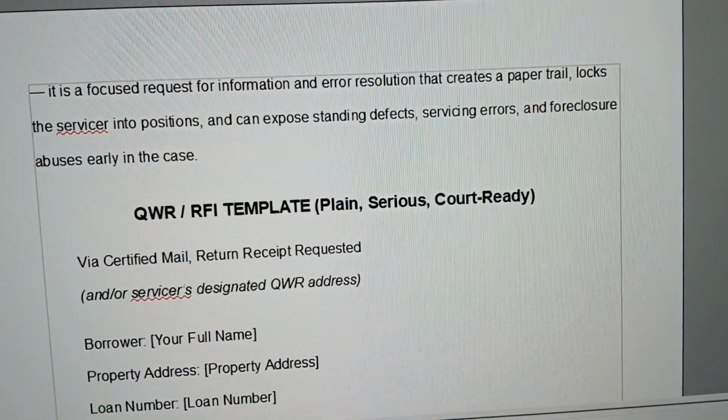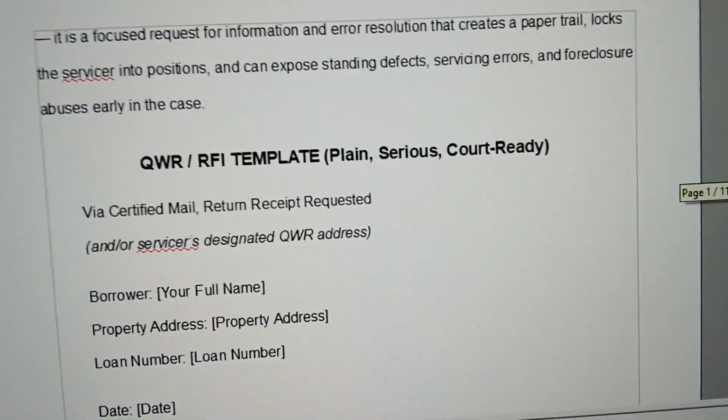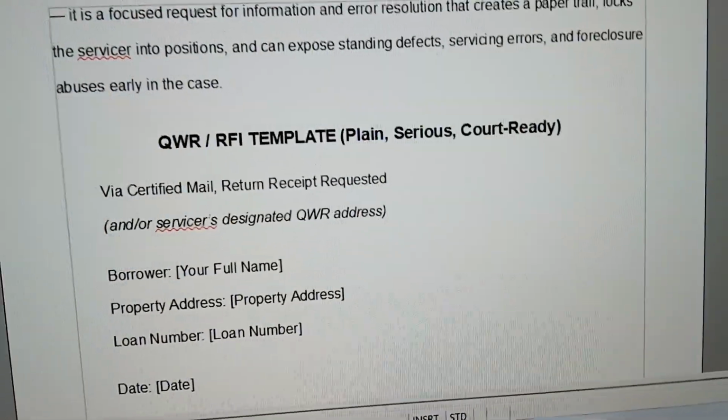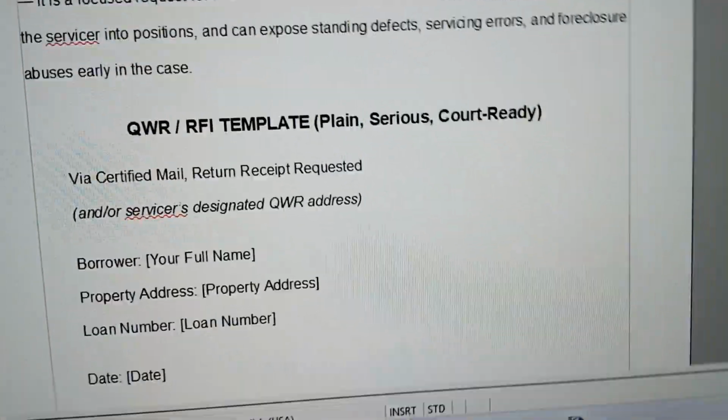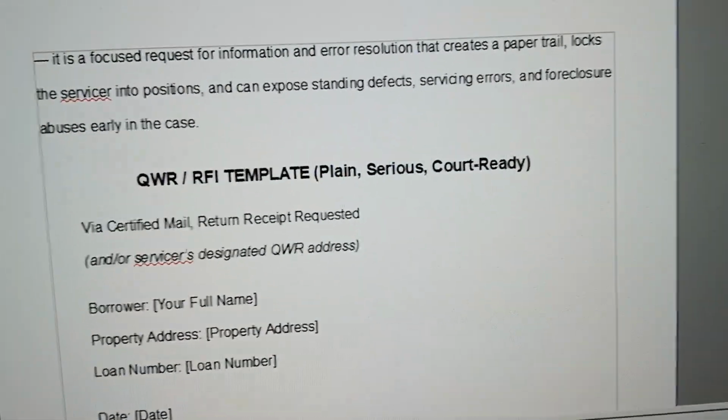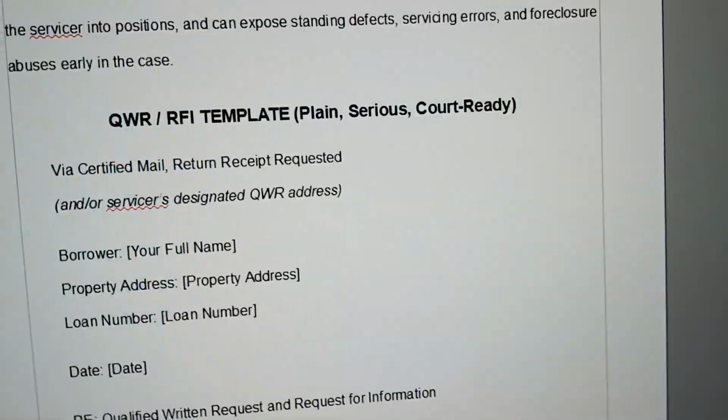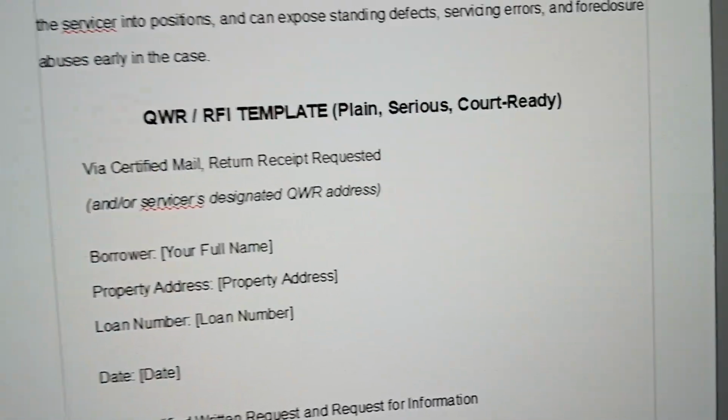So here is a template, guys, if you want to look at it. They are out there, though, if you Google them. But you want them to be short and sweet, and you don't want to ask for everything, because then they won't respond at all if you ask for too many things. So here's what it looks like.